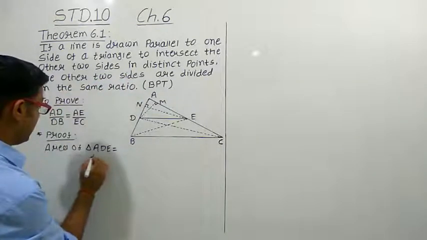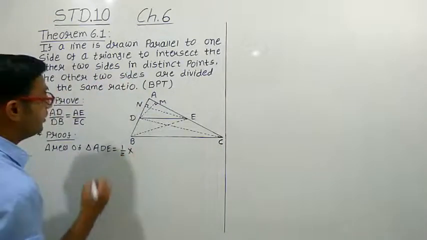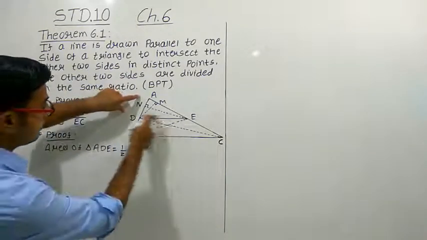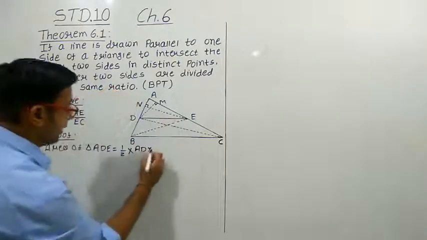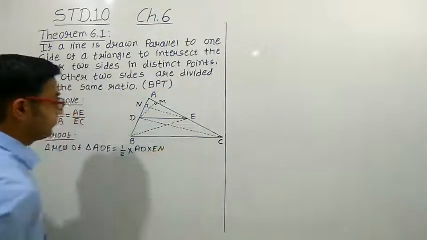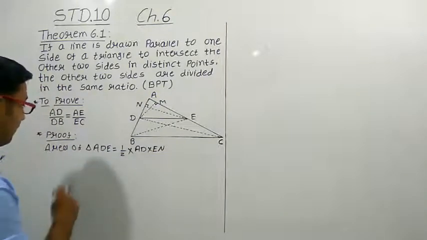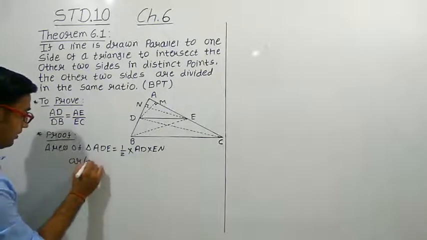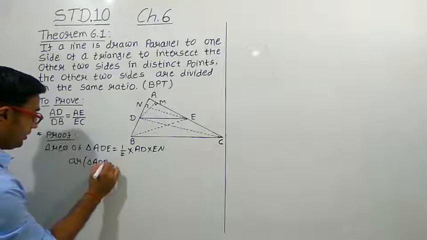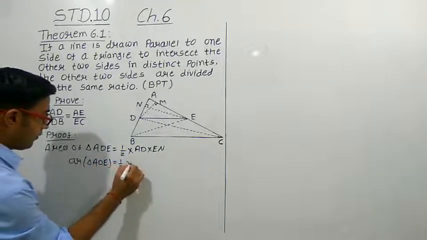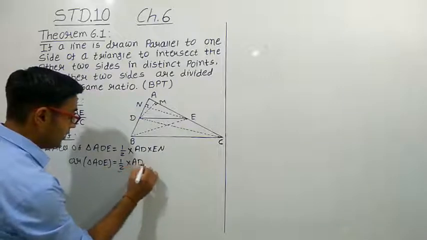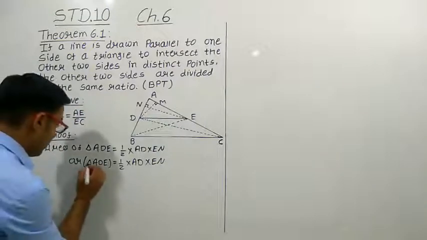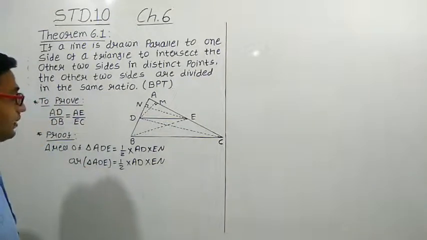So here we can write the area of triangle ADE equals 1/2 into base AD, and on that base the altitude is EN. Also we can write the area of triangle ADE as 1/2 into base AD into EN. Right? This is how we can write down the area of triangle ADE.